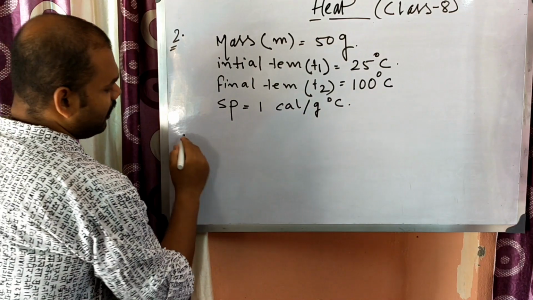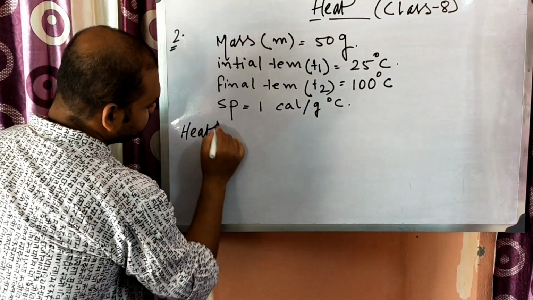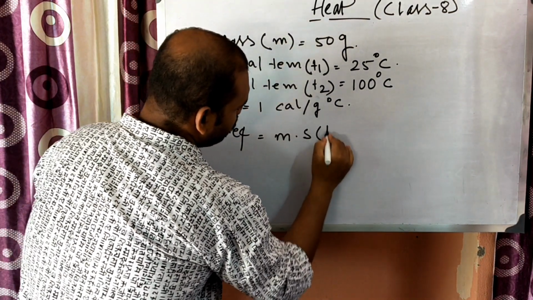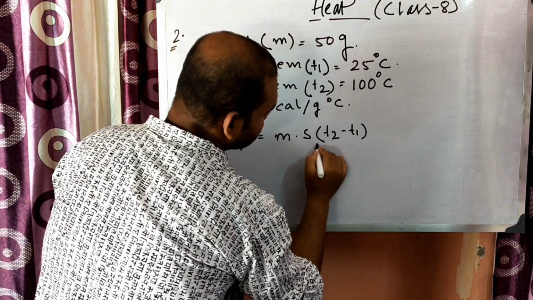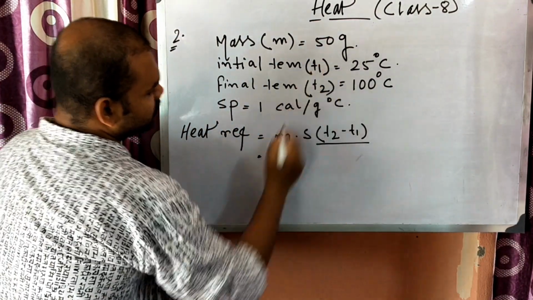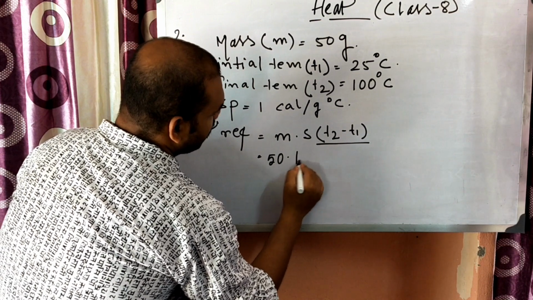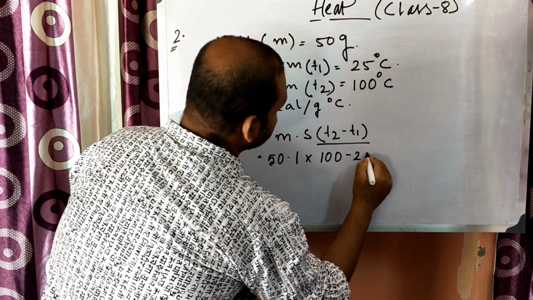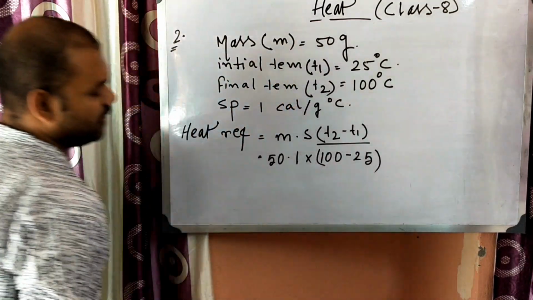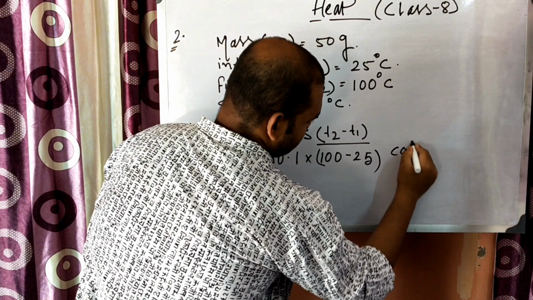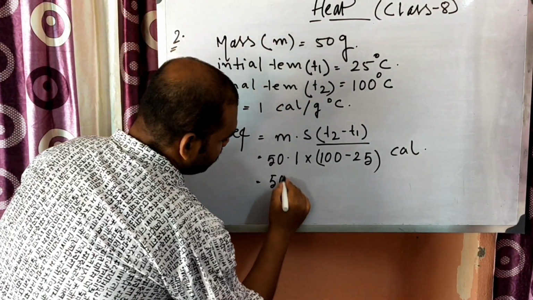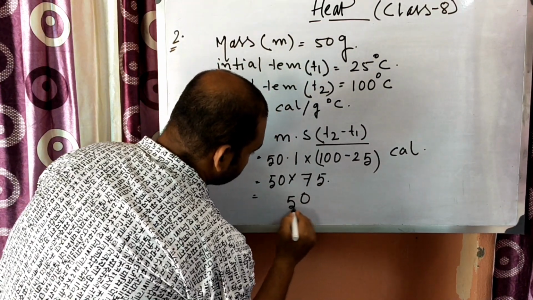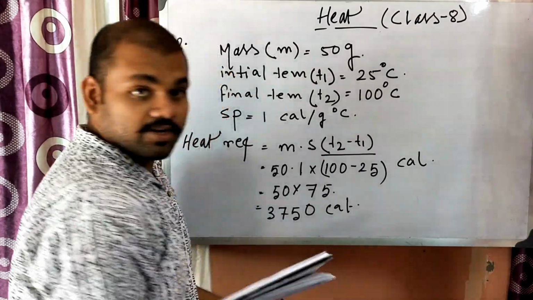So what will be the heat required? Heat required will be M into S into T2 minus T1. T2 minus T1 is the increase in temperature. So write down the values: 50 here, S is 1 here, next 100 minus 25. Okay, so this will be in calorie. So 50 into 75, it will be 3750 calorie.